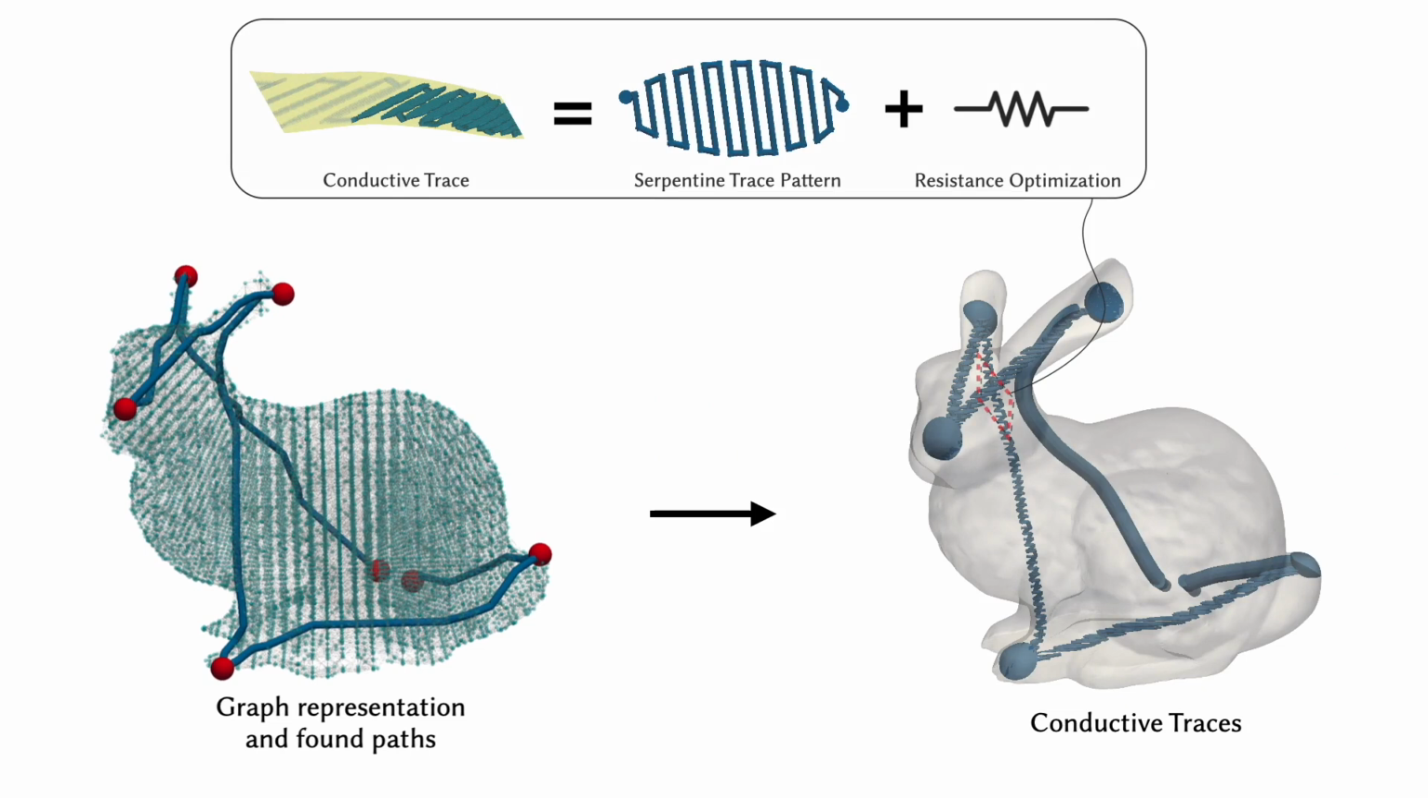These conductive traces have two roles. First, they serially connect all touchpoints. Second, the conductive traces are drawn using a serpentine trace pattern which enables them to act as 3D printed resistors. We optimize the resistance for these conductive traces to exploit a phenomenon called RC delay.